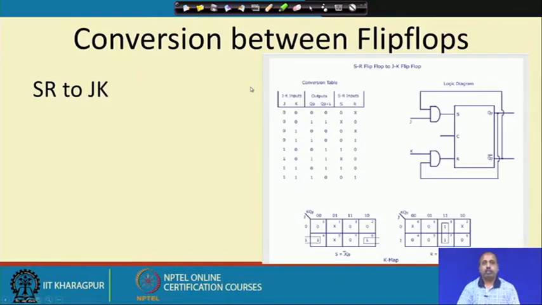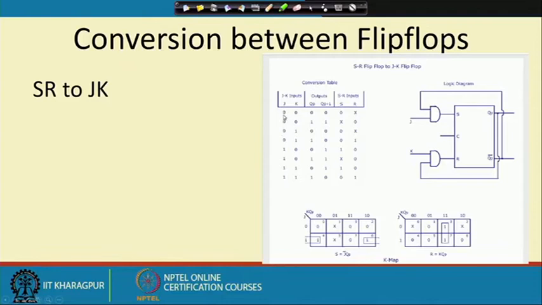Next we will be looking into some conversions, like how you can convert one flip flop to another type of flip flop. That is very common, like maybe while doing the operation, we are looking for some type of flip flop, but what we are getting in our laboratory is of a different type. So, we need to do some conversion between the flip flops. The first conversion we will look into is SR to JK flip flop. Basically we have an SR flip flop and we want to make a JK flip flop out of that. For this type of exercise, first we have to make a conversion table.